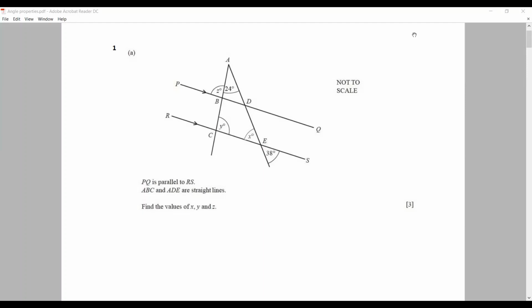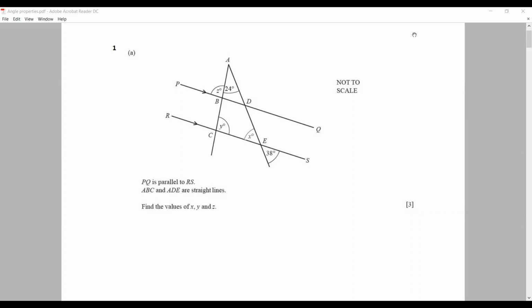My name is Irfan, and today I have selected a bunch of past year paper questions regarding angle properties, and we're going to do them together. So please grab your calculator and let's solve these questions together.